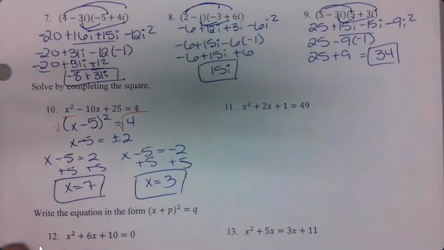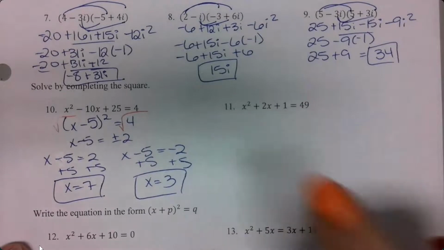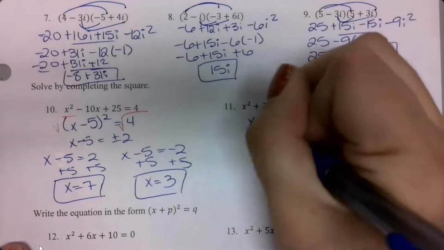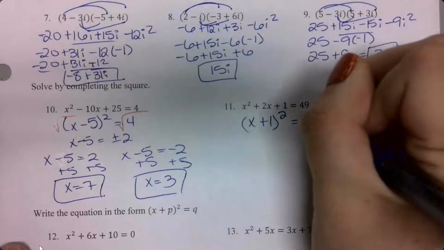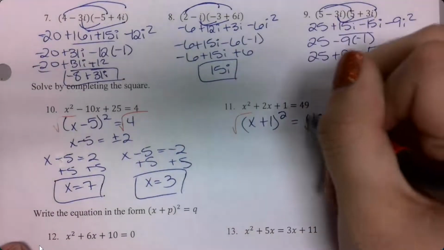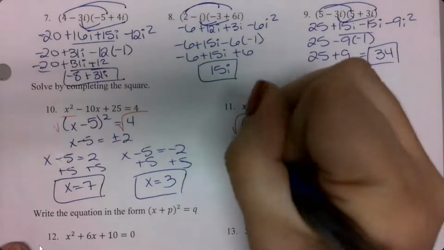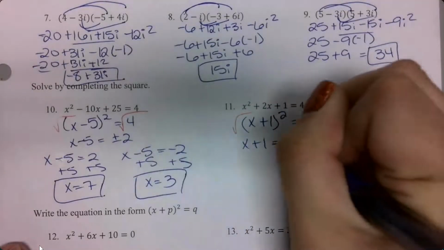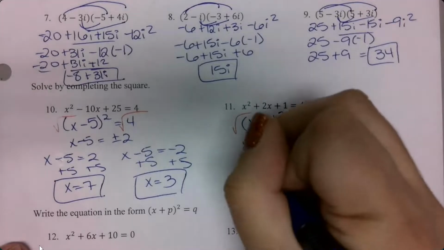Same thing on number 11. I'm looking for what multiplies to 1 and adds to 2. That is 1 and 1. So I have x plus 1 squared equals 49. I want to go ahead and take the square root of both sides. That gets me x plus 1 equals plus or minus 7. And I split this up into two equations.